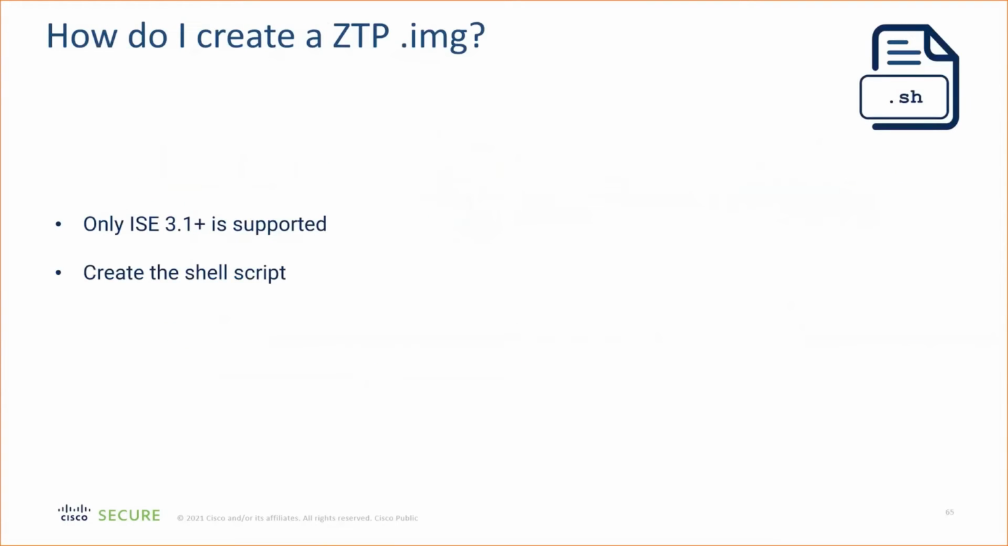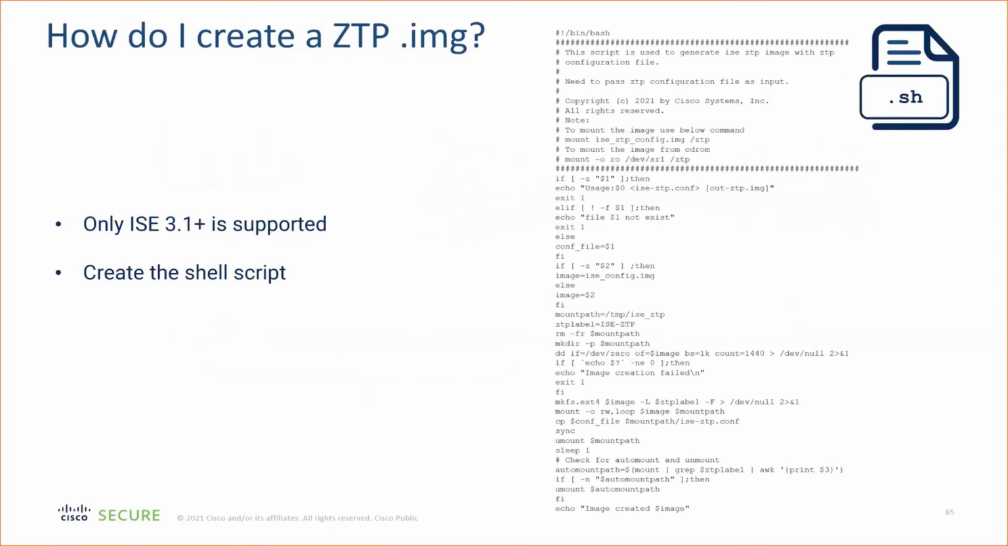Now, ZTP is only supported in ISE 3.1 and newer. And since this is a Linux shell script, this is where the need for a Linux machine comes in. Now, this script is taken straight from the ISE installation guide. So copy it exactly how it is and paste it into a text editor on your Linux box. These are the supported Linux distributions that can be used with this script. And this is how we're going to create our shell script.